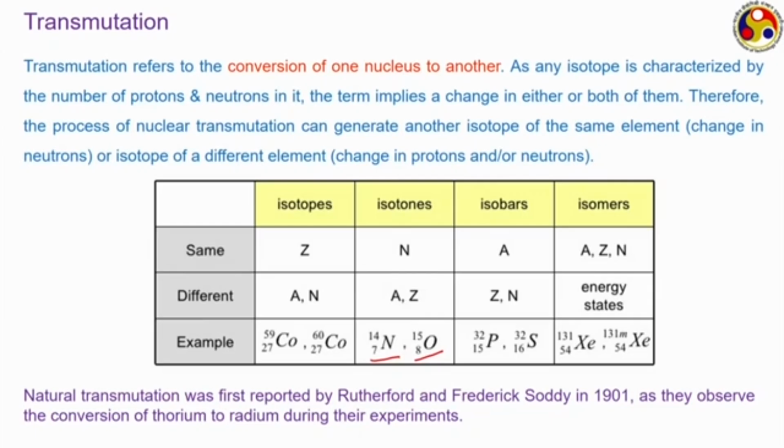Other is isobar. Isobar means the mass number is the same, but their number of neutrons and number of protons in the nucleus are both different, but because of their combination the mass number is the same. Like here we have the examples of two isotopes. First one is phosphorus, which has 15 protons and 17 neutrons, whereas the other is sulfur, which has 16 protons and 16 neutrons.